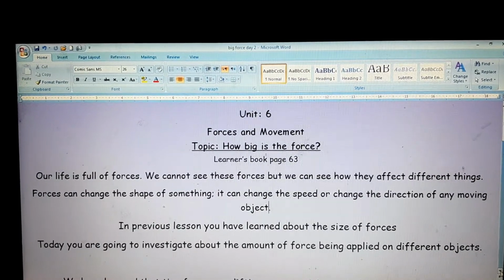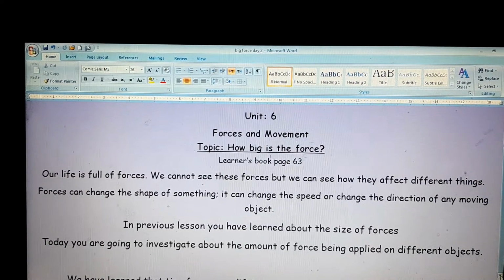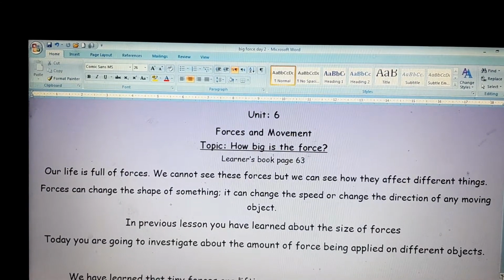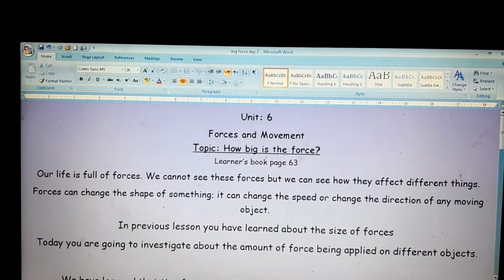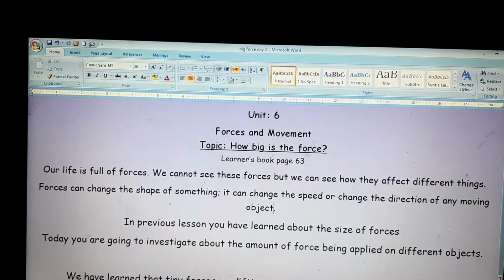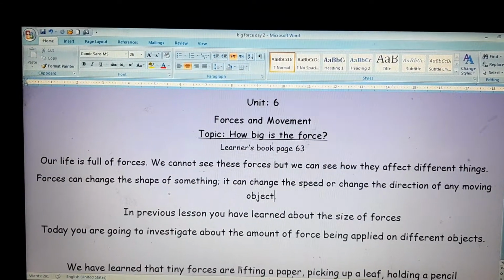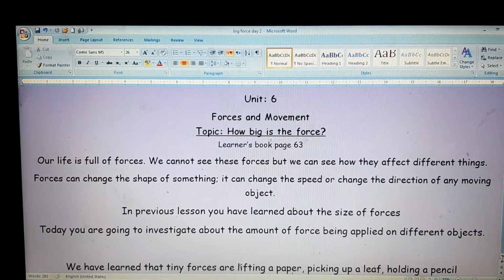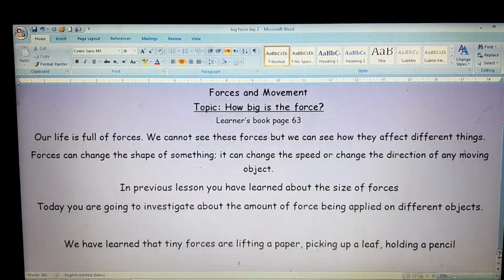As you all know, our life is full of forces. We cannot see these forces, but we can see how they affect different things. Forces can change the shape of something, and they can change the speed or the direction of any moving object. In the previous lesson, we learned about the size of forces. Today we are going to investigate the amount of force being applied on different objects.